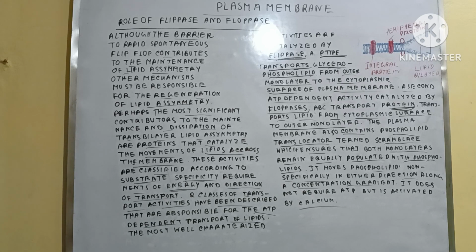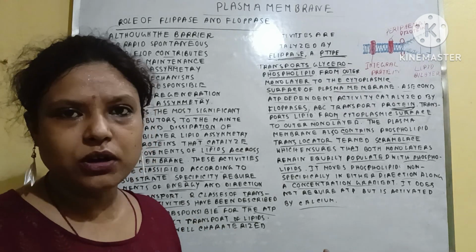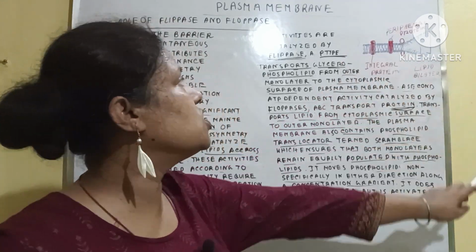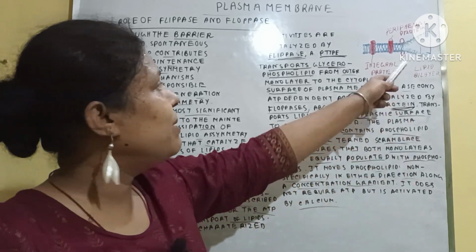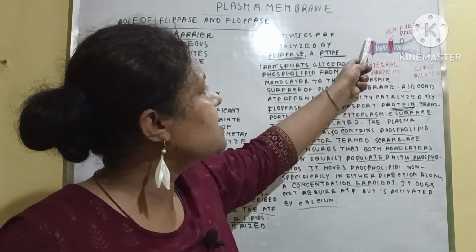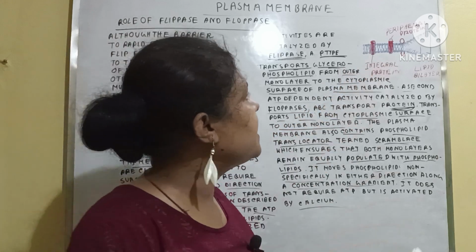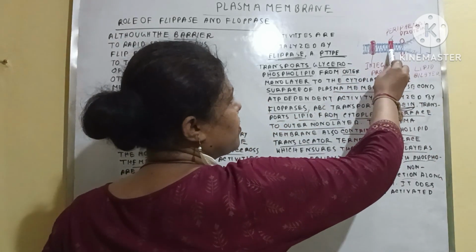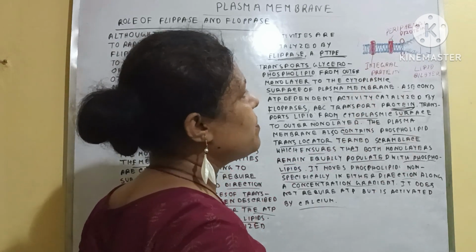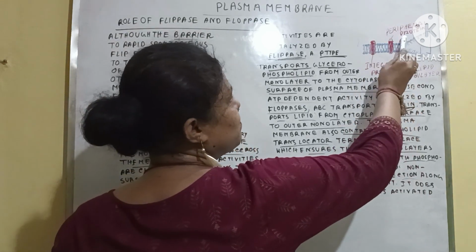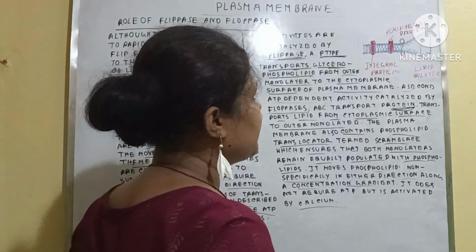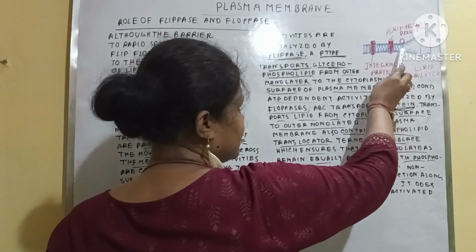This is a very short video. This is the structure of the plasma membrane. These are the integral proteins. You can see that with the integral protein, another protein is attached, called the peripheral protein. Clear? This peripheral protein is attached only to the lipid bilayer. Here is also, and this is also.